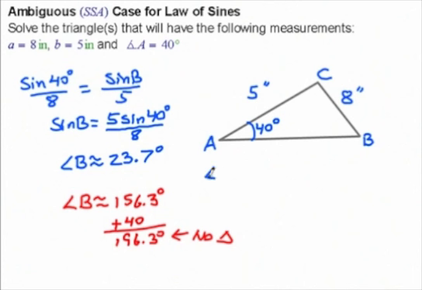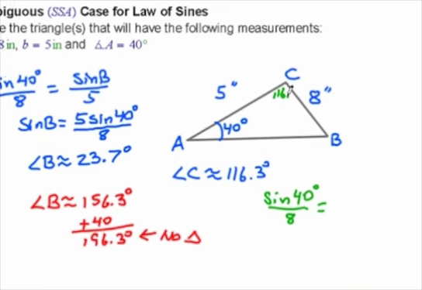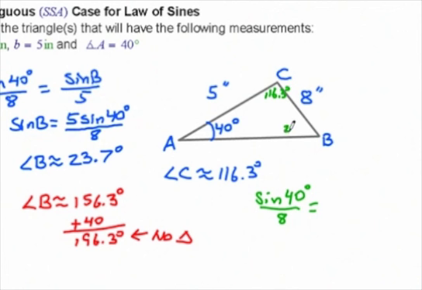Angle C, the measure of angle C is approximately 40 plus 23.7. Get that answer, take it away from 180, 116.3 degrees. And to find the last side, we're going to set up the sine of 40 again over 8. And the side we're looking for, this is 116.3, this is 23.7. The side we're looking for is this side C.